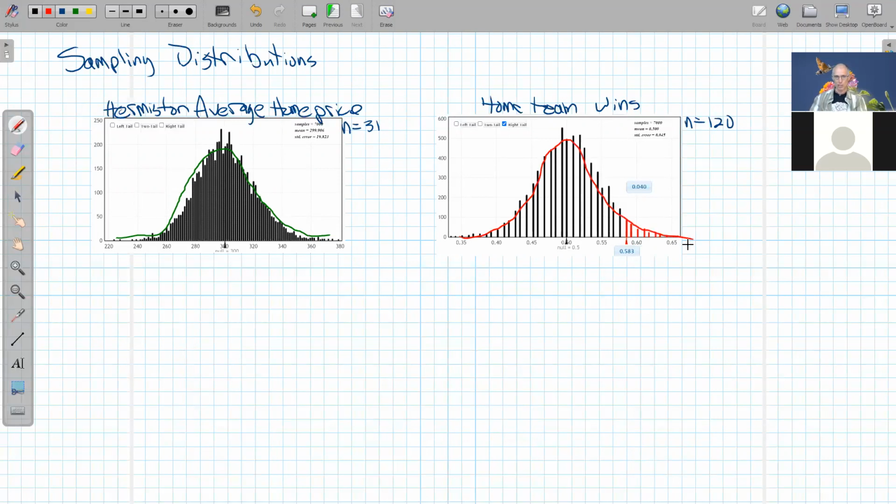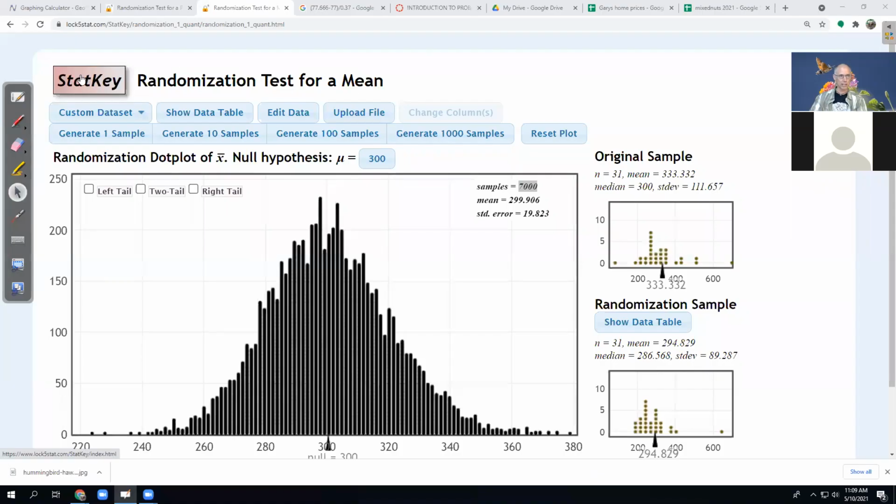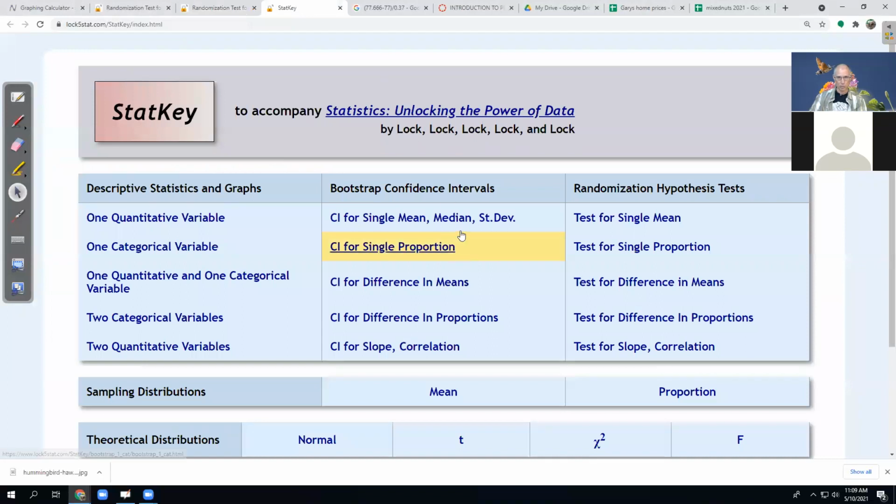And so I just want to bring up a couple of other examples we've seen in the past, back at StatKey. What you may have noticed is that whether we were doing a mean or a confidence interval, this symmetric bell shape kept popping up.